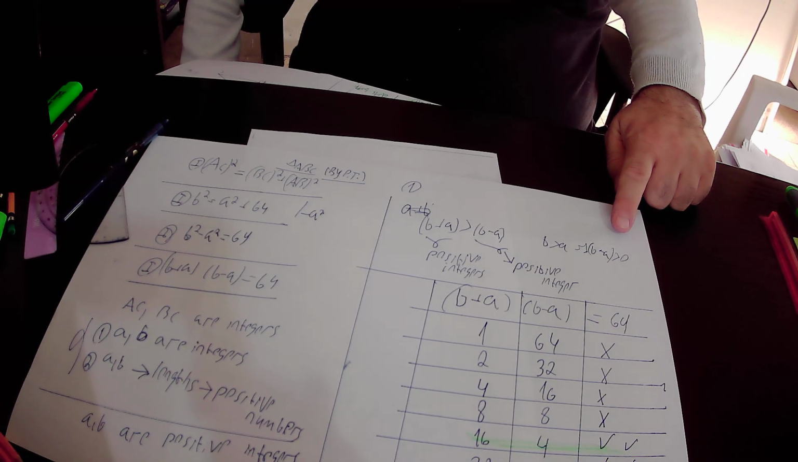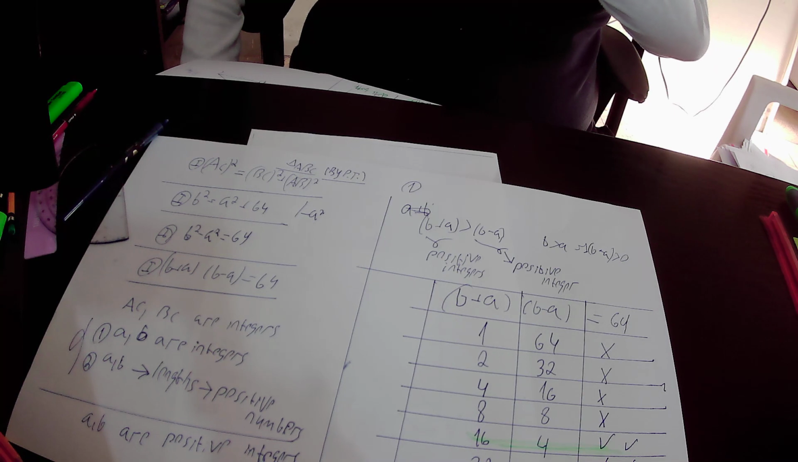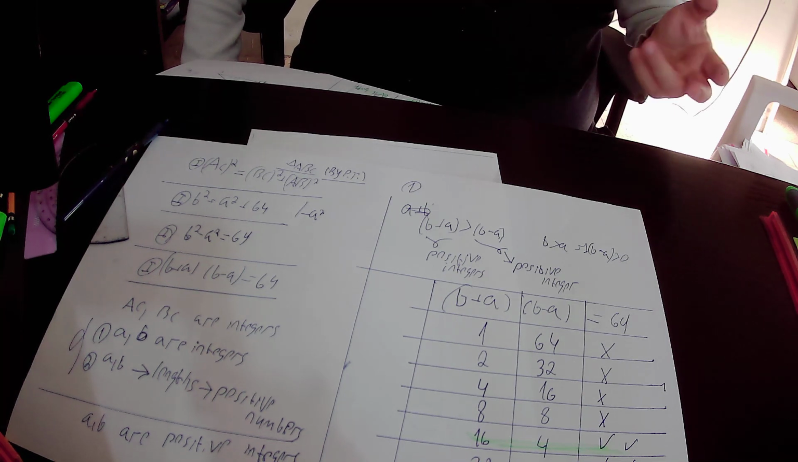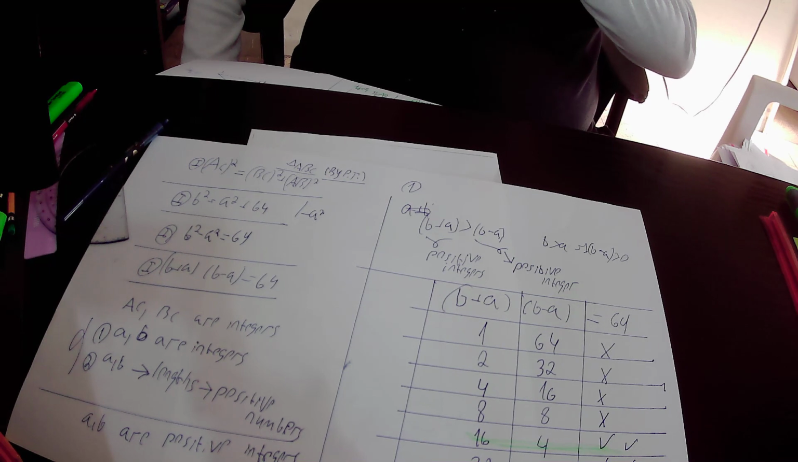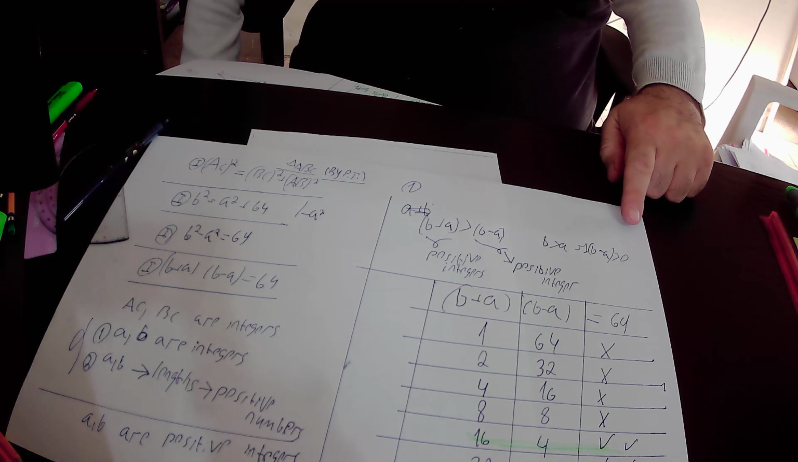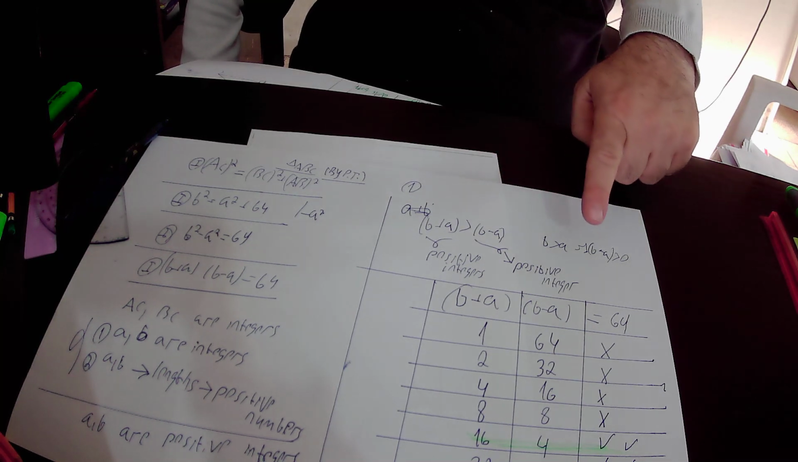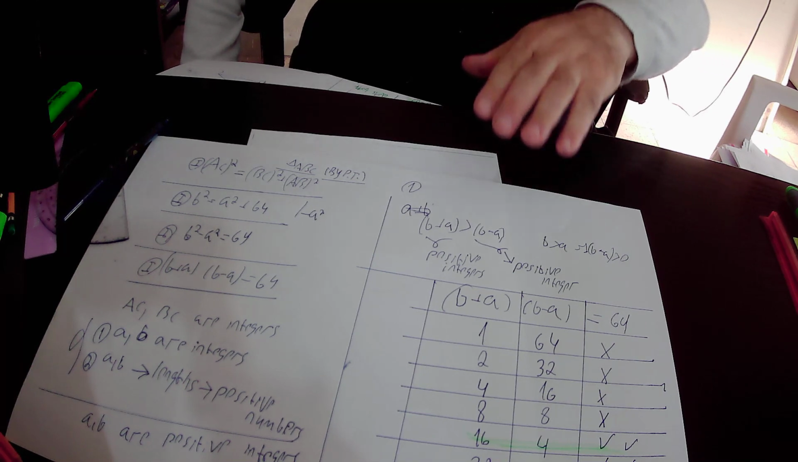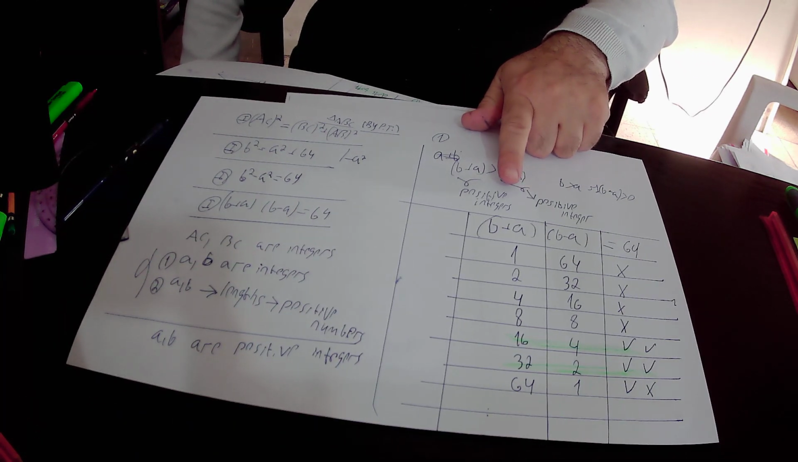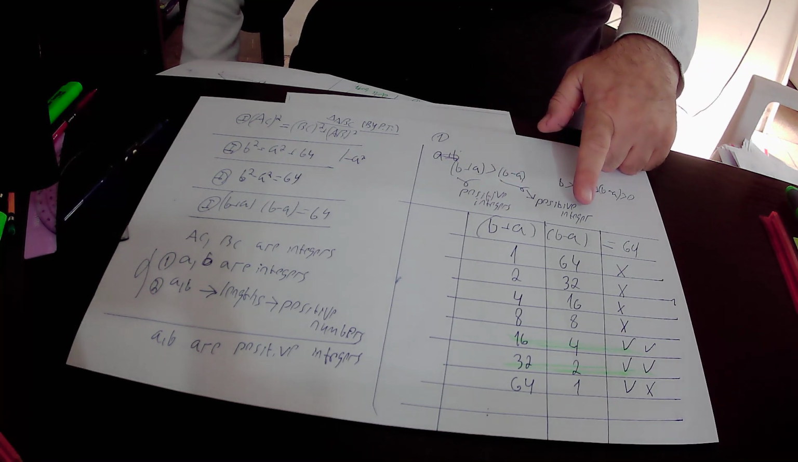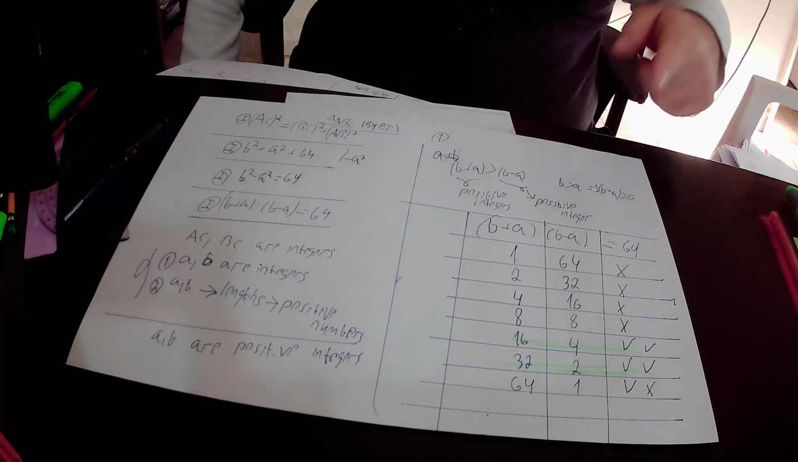And when you subtract an integer from another integer, and the result is positive, it must be a positive integer. Okay? So actually the expression B minus A is also a positive integer. So here you know that the expression B plus A is a positive integer, and the expression B minus A is also a positive integer.